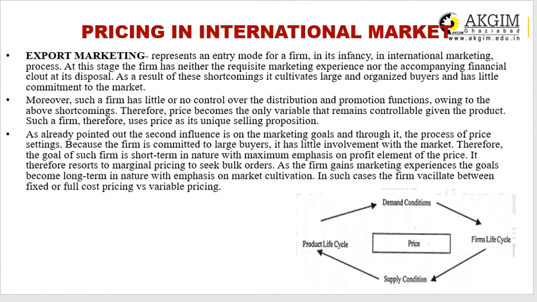As we have already pointed out, the second influence is on the marketing goals and, through it, the process of price setting. Because the firm is committed to large buyers, it has little involvement with the market. So the goal of such a firm is short term in nature, with maximum emphasis on the profit element of the price. It therefore resorts to marginal pricing to seek bulk orders. As the firm gains marketing experience, the goals become long term in nature with emphasis on market cultivation. In such cases, the firm vacillates between fixed or full cost pricing versus variable pricing.